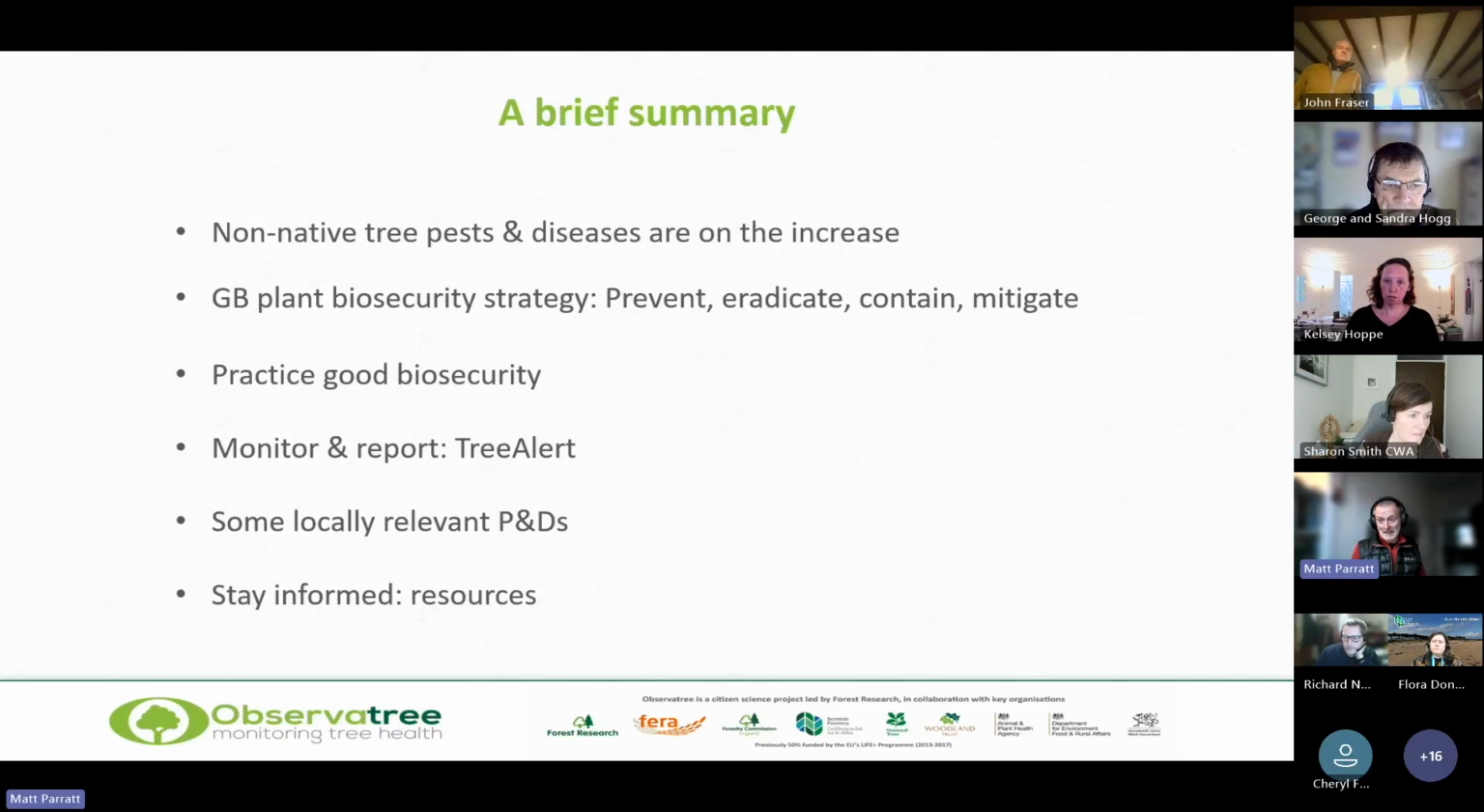Biosecurity really is one of your best friends with this. It's easy to do, and it can make a difference. Look at your trees, get familiar with them. Look for those atypical colorings or other signs and symptoms and report it, tree alert it.